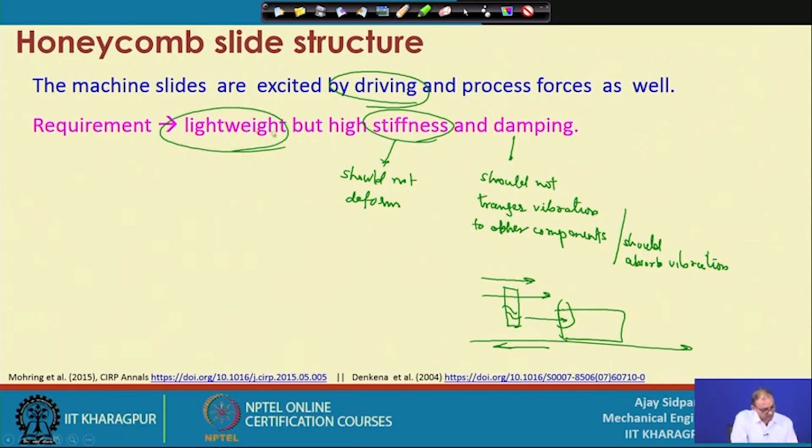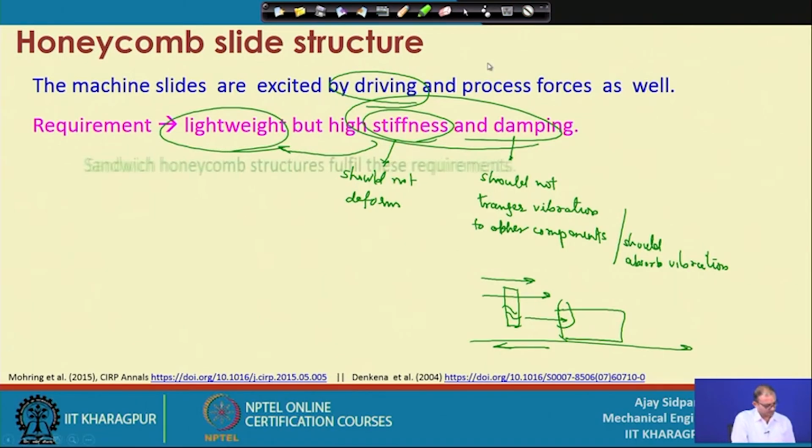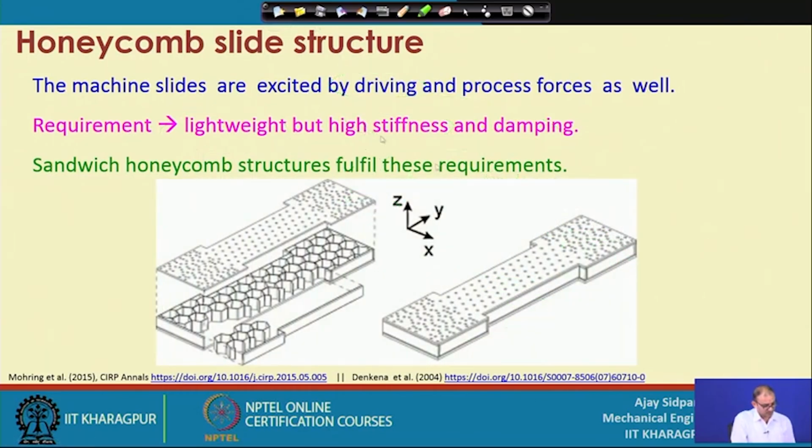These two requirements are actually opposed to each other, so you have to be in a balanced way so that you can get both in a reasonably good way: one is lightweight and another is high stiffness and damping, right. So, what is the importance? This is one of the structures which will fulfill this requirement. What is this structure? This is the structure. Here this is the honeycomb. If you see the honeybee house, you will get this type of structure.